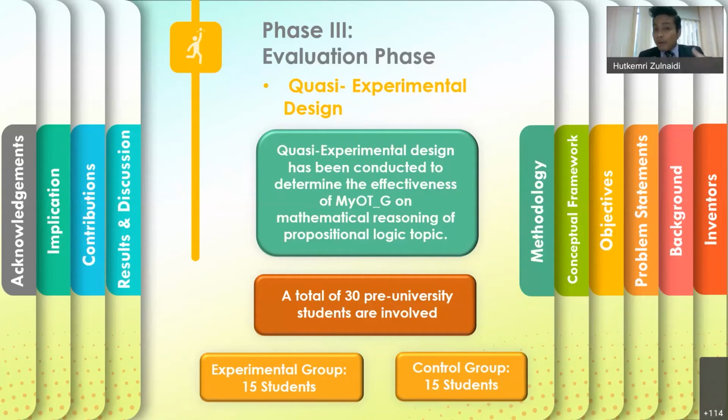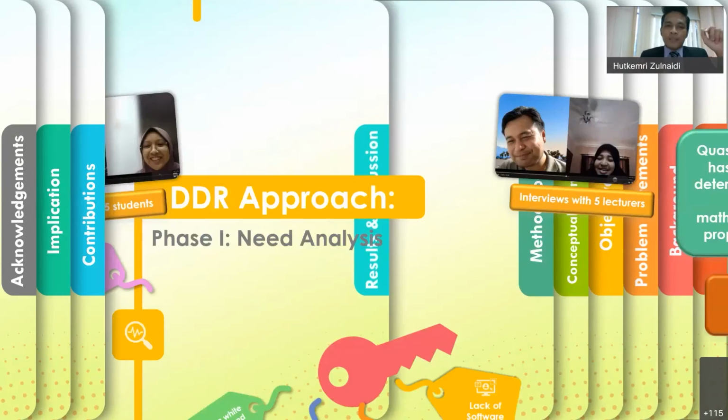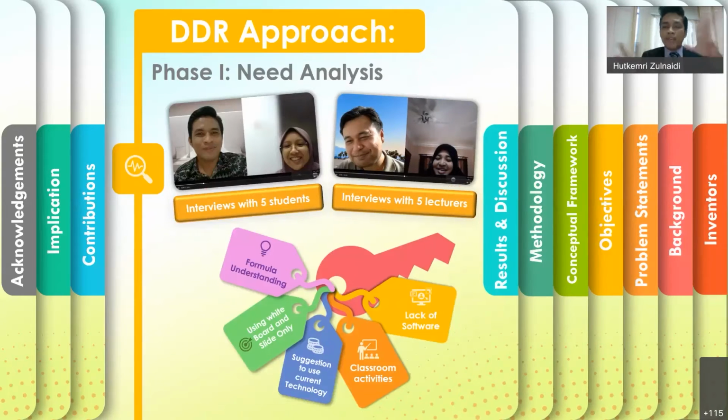Okay, based on the quasi-experiment, we involved 30 pre-university students, with 15 students in the experimental group and 15 students in the control group. After conducting the process, we checked the analysis and came up with the findings. But now we introduce to you the process of the needs analysis here.